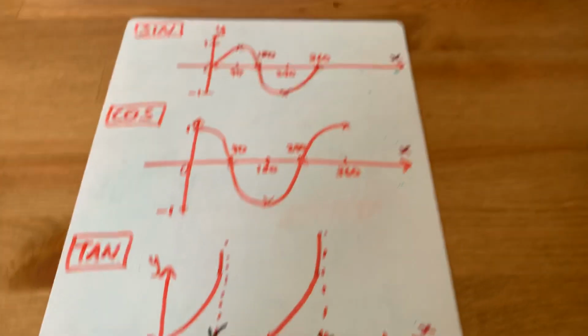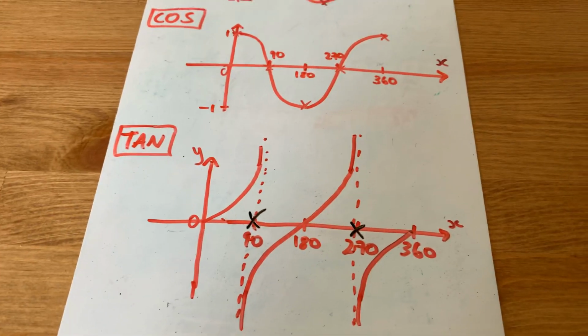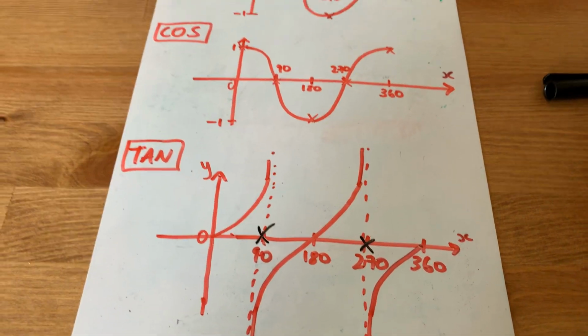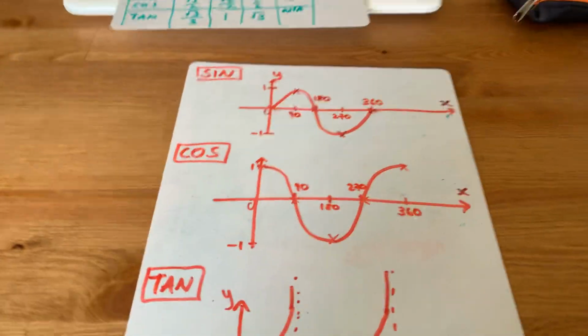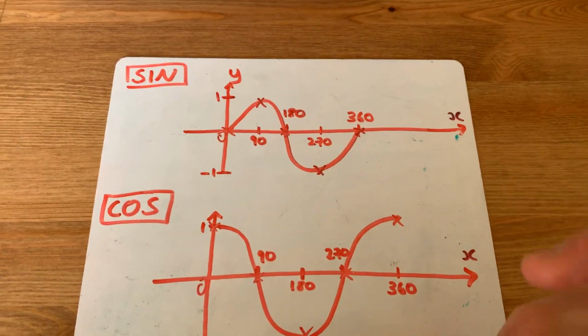So those are our three graphs. Sin and cos, nice and straightforward. The tan one is just going to take a little bit more time to get our heads around, because it's a little bit different, but hopefully should be absolutely fine. Now, first things first, we need to master being able to draw those graphs.